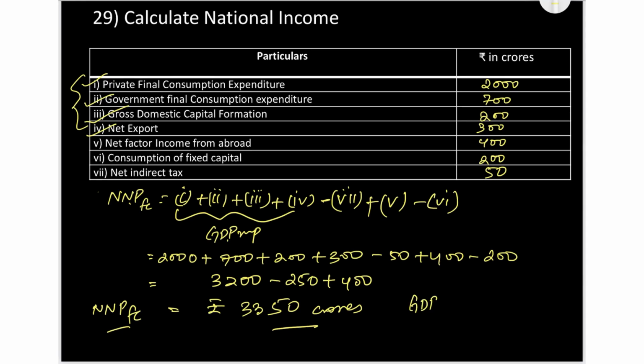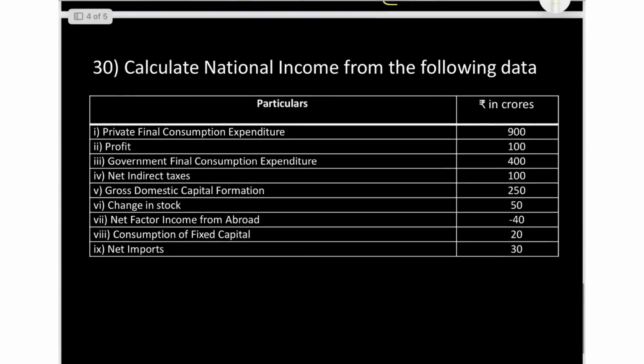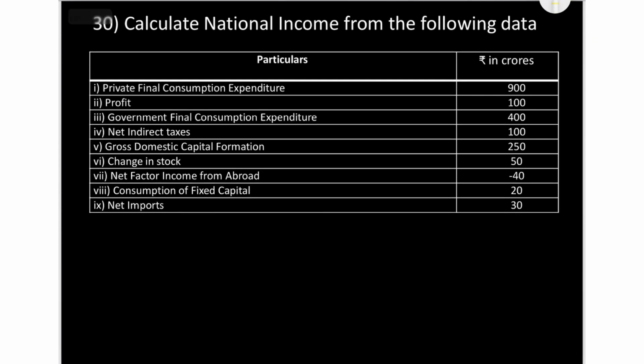So GDP MP to FC is minus NIT, domestic to national is plus NFI, and from gross to net is minus depreciation. We all know this, right? You can take quickly a screenshot of it, and then we'll move on to the last one, that is question number 30, right? Now again it has asked us to find national income, or NNPFC.